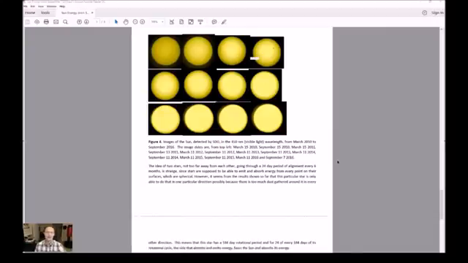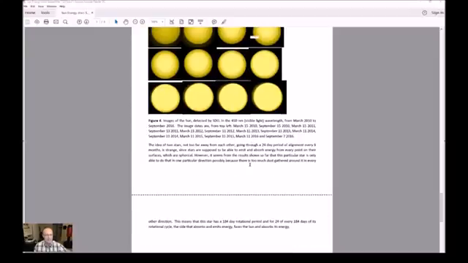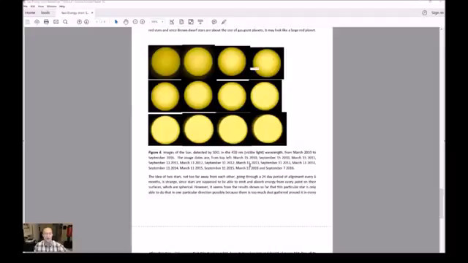Figure 4. Images of the sun detected by SDO in the 450 nanometer visible light wavelength from March 2010 to September of 2016. The dates are, from top left: March 15, 2010; September 15, 2010; March 15, 2011; September 13, 2011; March 11, 2012; September 11, 2012; March 11, 2013; September 11, 2013; March 11, 2014; September 11, 2014; March 11, 2015; September 11, 2015; March 11, 2016; and September 7th, 2016.